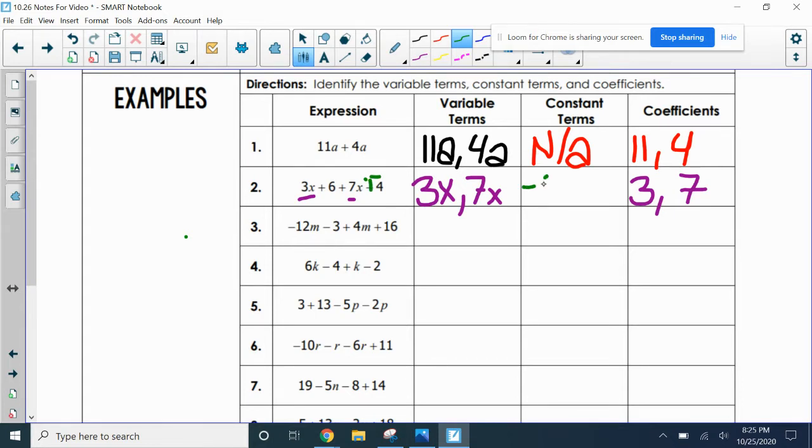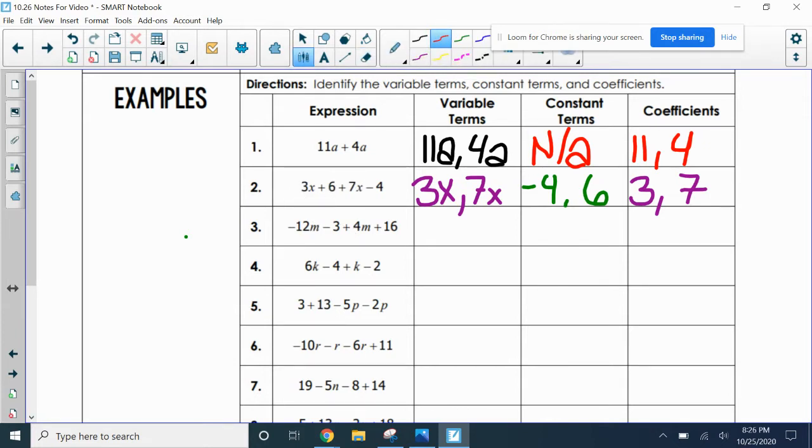So -4 has no variable attached, and +6 has no variable attached. All right, I'm going to do one more, and then I'm going to have you do a couple on your own. So again, on number 3, I'm seeing M in there. So our letter is taking the place of a number. The M is going to be our variable. So our variable terms are going to be those ones with that variable of M in them.